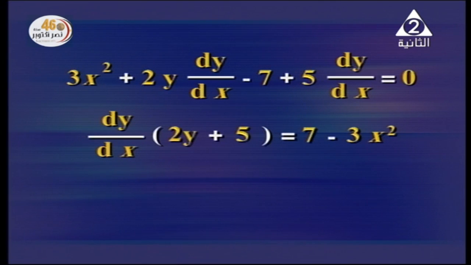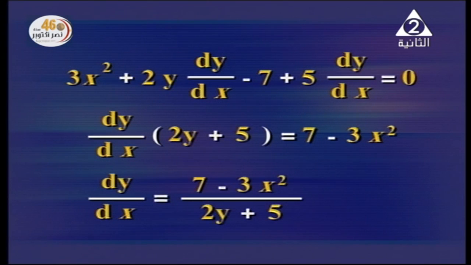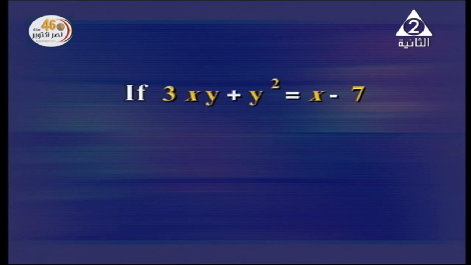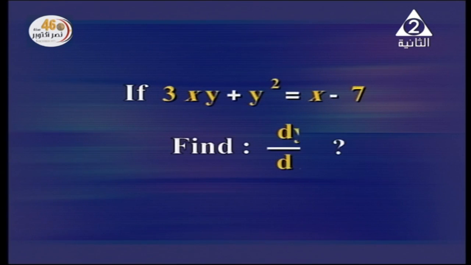Then, by taking dy over dx as the highest common factor, dy over dx multiplied by the bracket containing 2y plus 5 equals 7 minus 3x squared on the right-hand side. Then what is the value of dy over dx? Dy over dx equals 7 minus 3x squared over 2y plus 5. This is the derivative of the function with respect to x. Another one: find dy over dx if y plus y squared equals x minus 7.